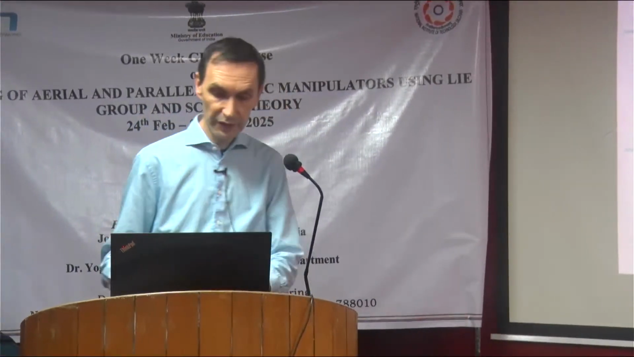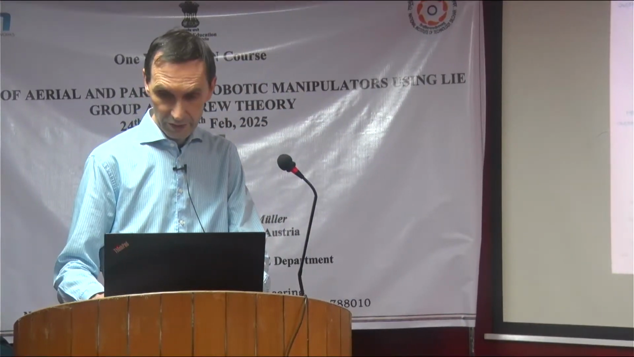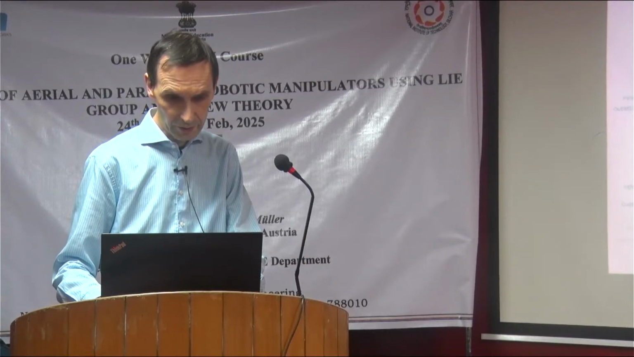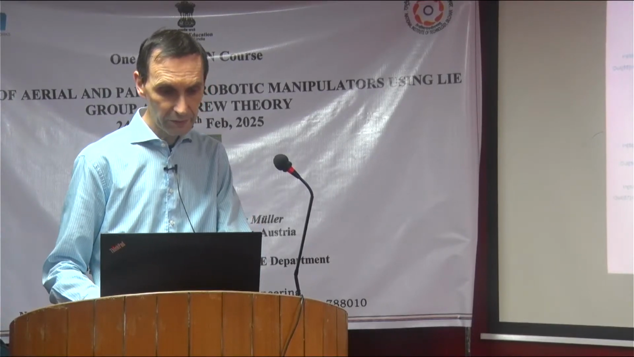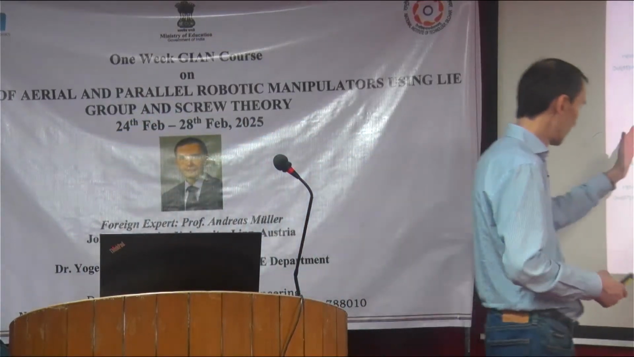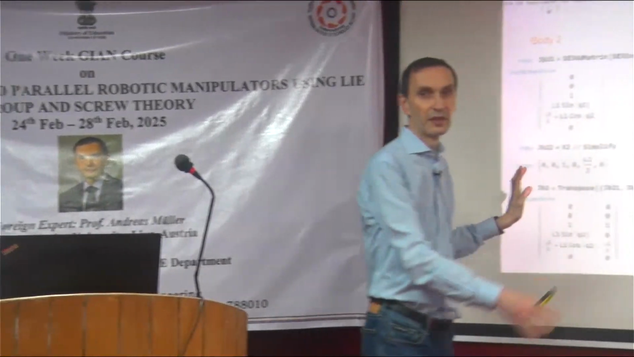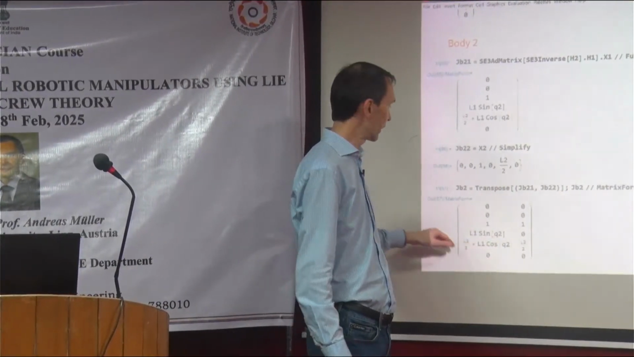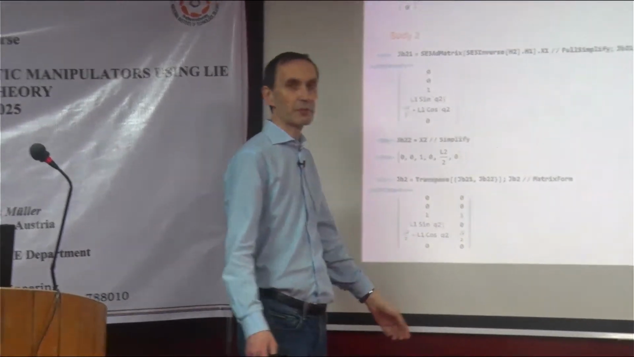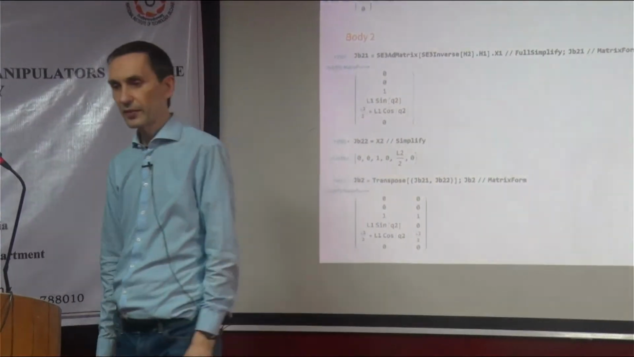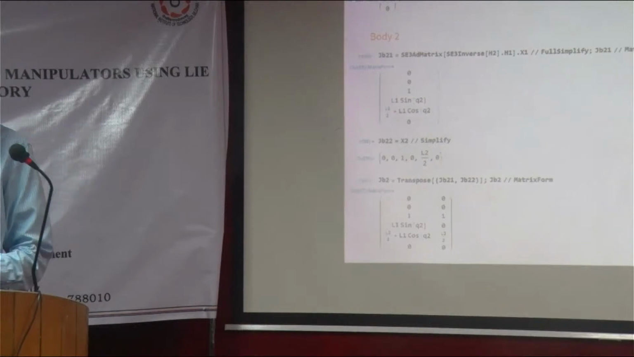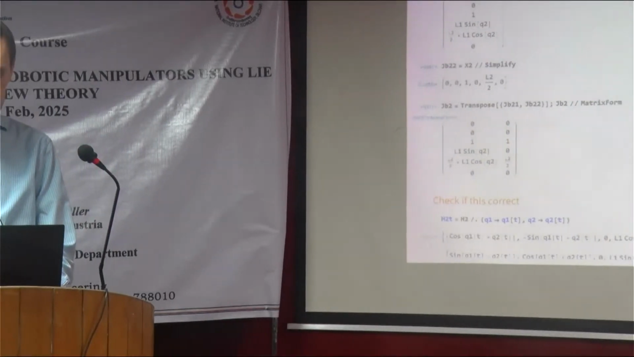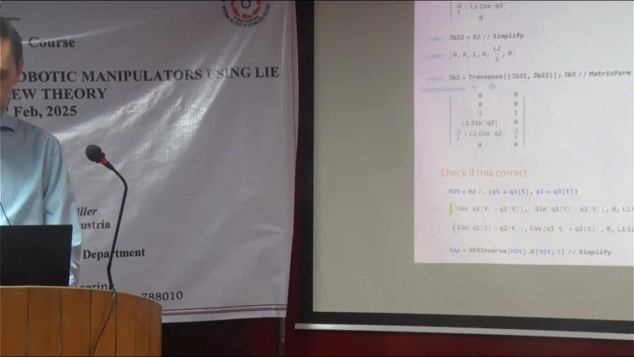So then we have the second column. All together, this is column 1, column 2, and this is the Jacobian. Now you multiply this with q1 dot and q2 dot, and you get out the twist of body 2. And that's it. We can do a bit of checks and stuff.